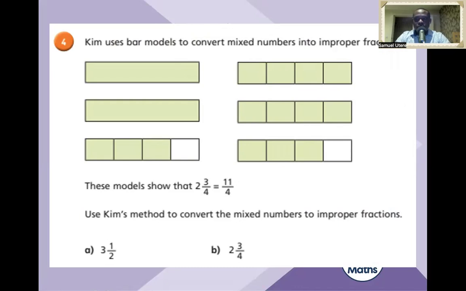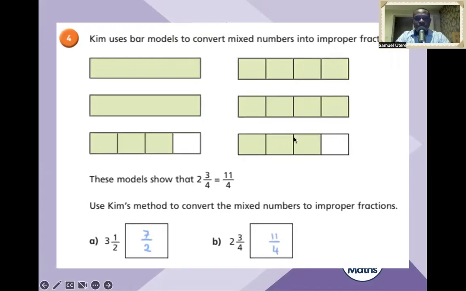Assuming you've paused the video and you've answered question 4, here are the answers. Let's discuss them. So here you were simply asked to use bar models to convert mixed numbers into improper fractions. So these models show that 2 3/4 is equal to 11/4. So use Kim's method to convert mixed numbers to improper fractions, and you can see it here.